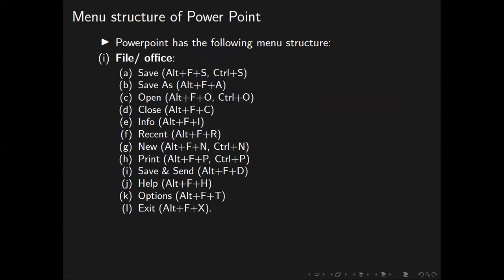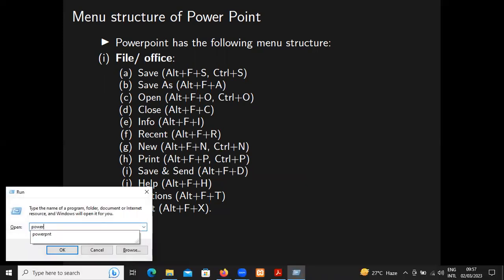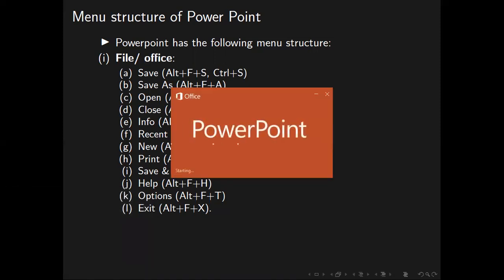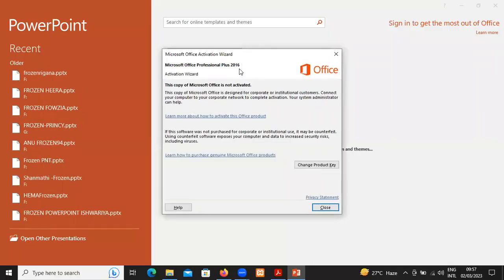Then we go on to the menu structure of PowerPoint. The command for PowerPoint is POWERPNT, and the menu structure offers the standard file menu in which save, save as, open, close, info, recent, new, print, save and send. Then help, options and exit are available. These are the standard menu set available in file menu. In any file menu, I'll press Windows, then POWERPNT. You just take a look at this. These items are available under the file menu category.